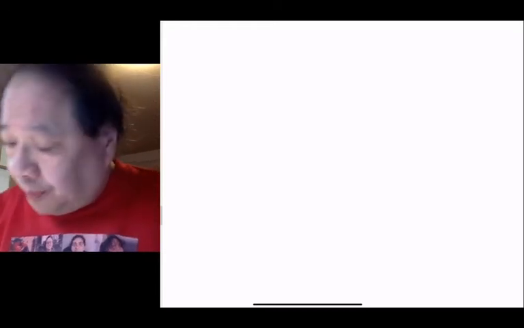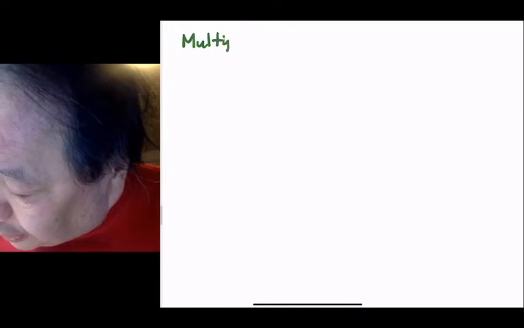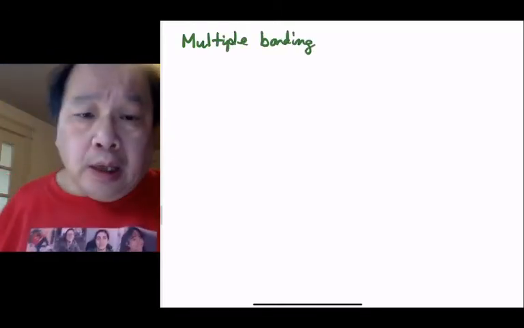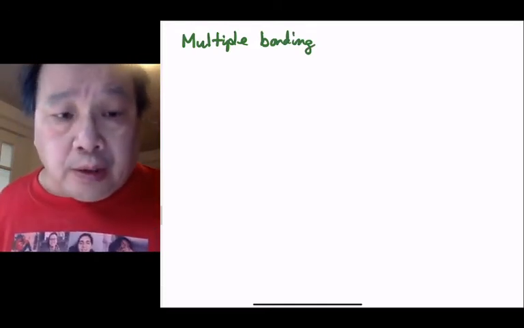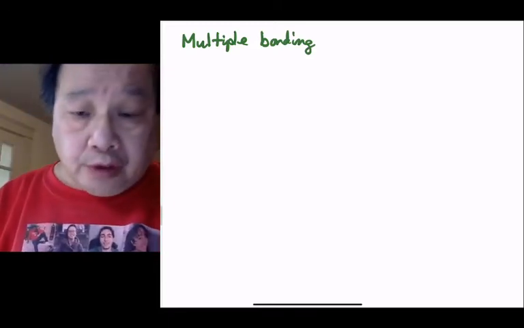In this final clip, we're going to do two things. On the one hand, we'll look at multiple bonding. And on the other hand, we'll look at the more simplified way chemists tend to actually draw valence bond orbitals.